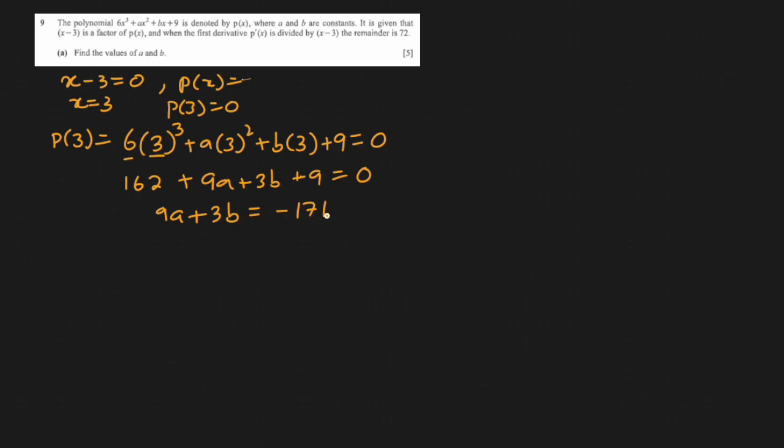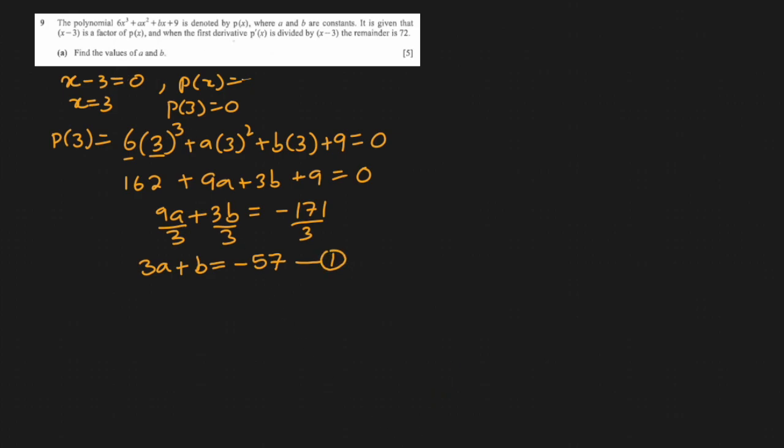Yeah, all of them are divisible by 3. So let's divide the whole of it by 3 so that it becomes an easier equation for us. So it becomes 3a plus b equal to negative 57. This becomes equation number 1.